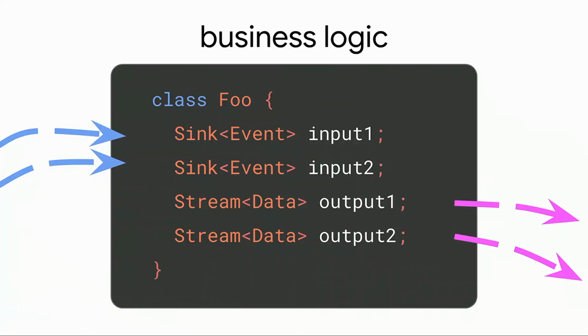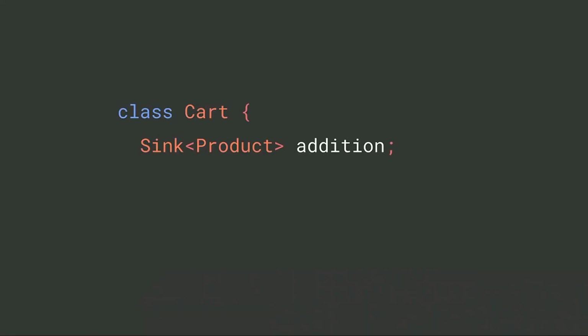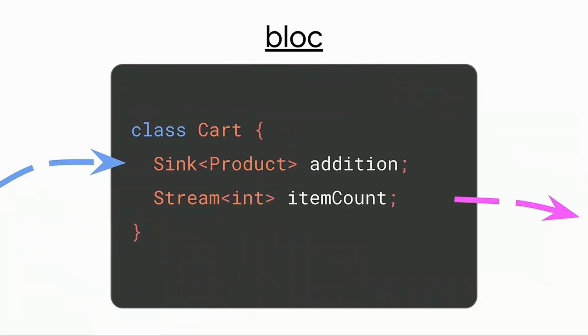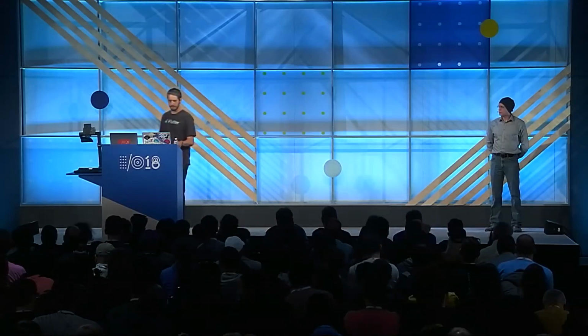So pretty simple. Now, in our example with the shopping app, the simplest possible cart would have a sink of product called addition, to which you would just shove your products. And then it would have a stream of integers called item count, which would update every time the item count changes. So internally at Google, we call these business logic components. So that is BLoC for short. Let's switch to the computer, and I'm going to implement it real quick.